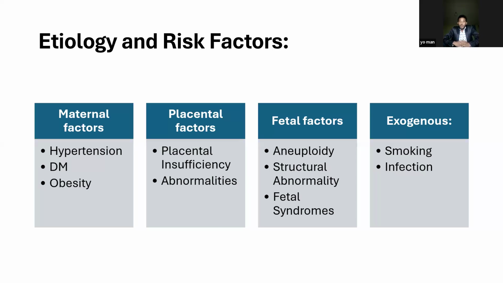For example, if there is any myoma, or any placental-associated mass like chorioangioma, such kinds of abnormality also predispose the fetus to become growth restricted. The fetal factors are aneuploidy, structural abnormality, and fetal syndrome. The other things that we're going to suggest for exogenous factors are smoking and infection.